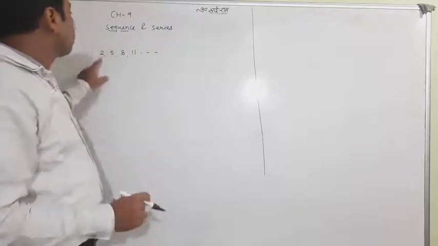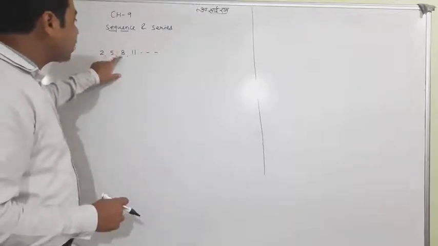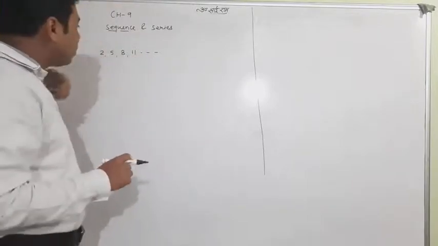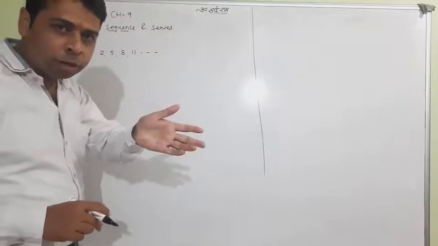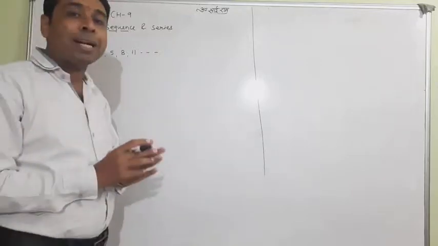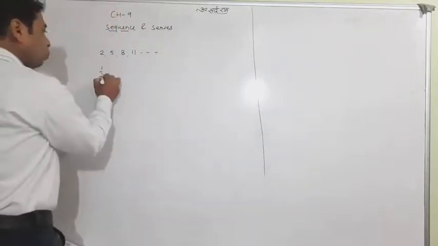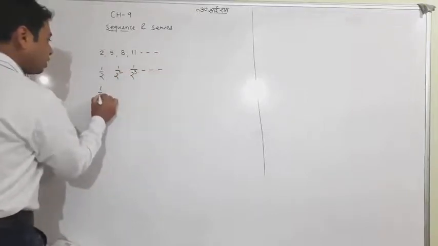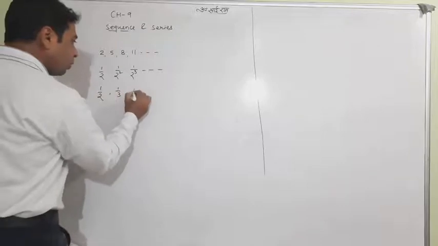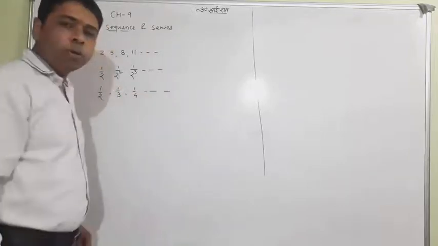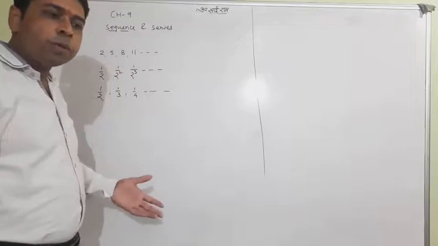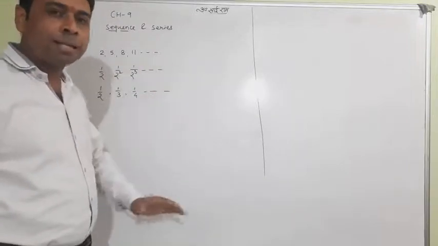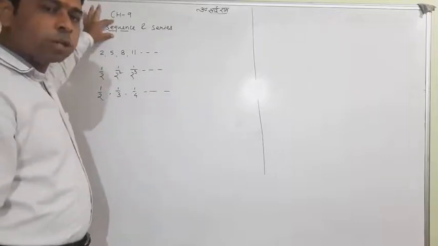No matter, 2 plus 3 is 5, 5 plus 3 is 8, 8 plus 3 is 11, you know about AP. But we are not talking about the AP or the GP. We are talking about a particular pattern. Look, 1 by 2, 1 by 2 square, 1 by 2 cube, or 1 by 2, 1 by 3, 1 by 4, like that. We are looking for a set of some numbers which follow a particular pattern. It is called a sequence.